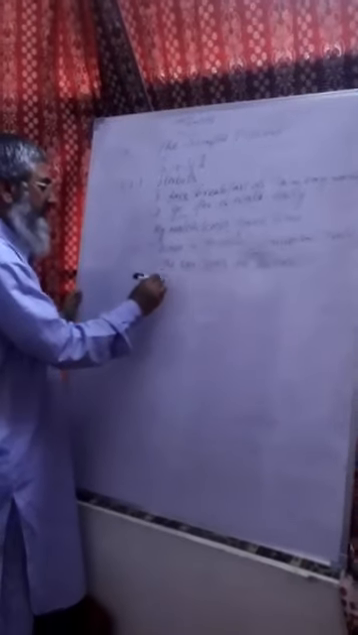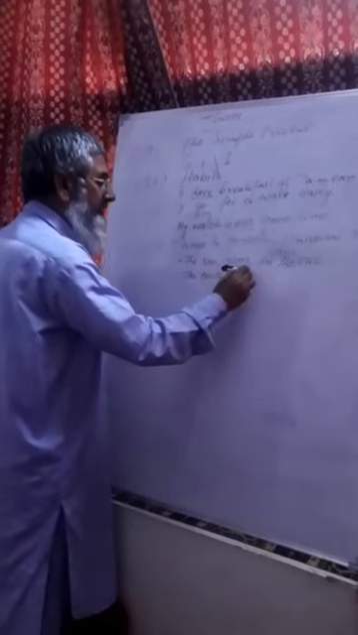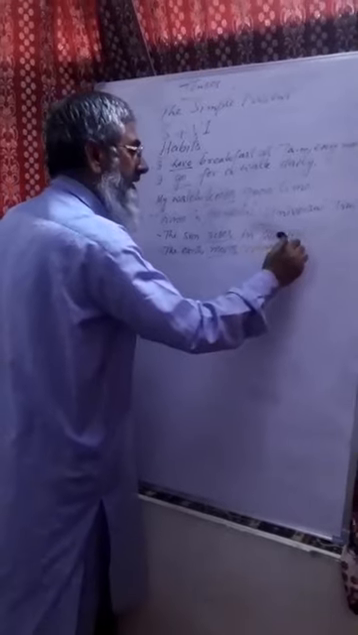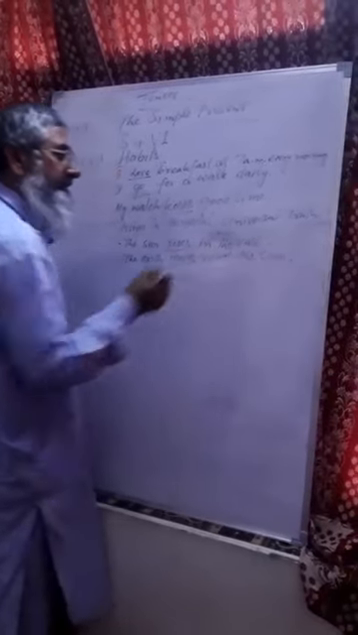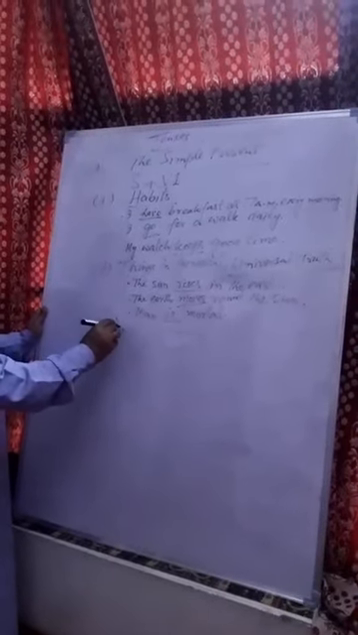Another example, the earth moves around the sun. Again a universal truth. Or man is mortal. This is again a universal truth. This is number two. Number three is proverbs.